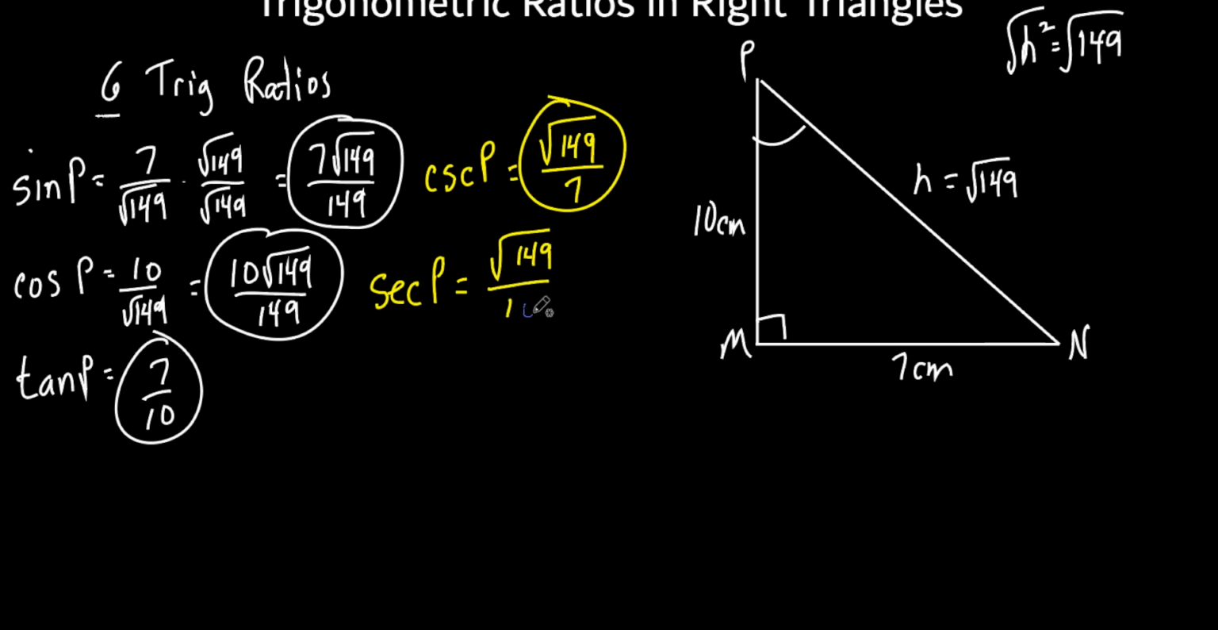And that's over 10. Now, the cotangent is the third one. Cotangent of the angle P. That's easy. You just flip it, it's 10 over 7. And there you go. So those are your 6 trig functions. They're going to ask you that every once in a while. Okay? It's not too hard, is it?